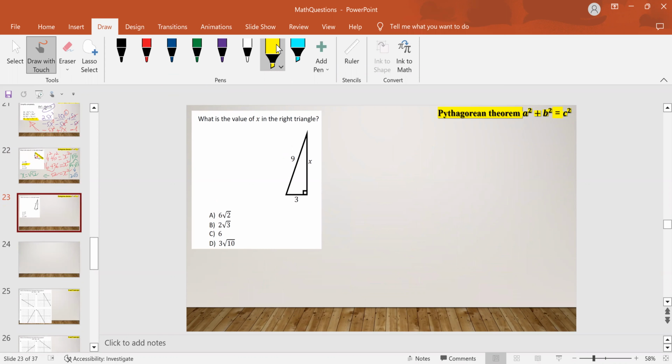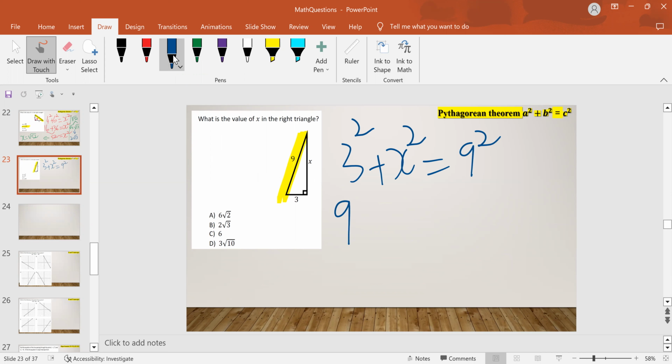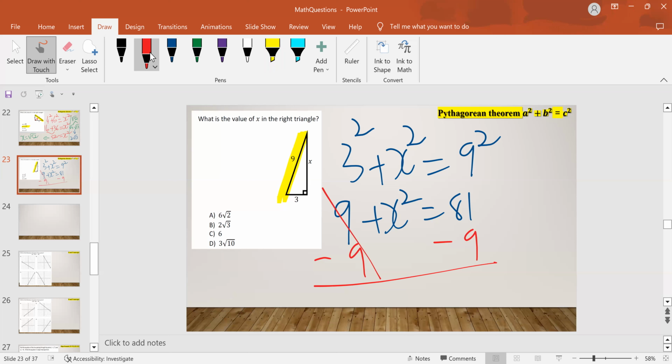So we have this triangle. And again, it's a right triangle. We're going to use that particular theorem. This one is a little bit different. Our C is 9. The hypotenuse is this side. So we're going to have 3 to the second power plus x to the second power is equal to 9 to the second power. So 9 plus x to the second power is 81. And here to solve for x, first of all, we're going to subtract 9. Okay, this is gone. So we have x squared is equal to 72.